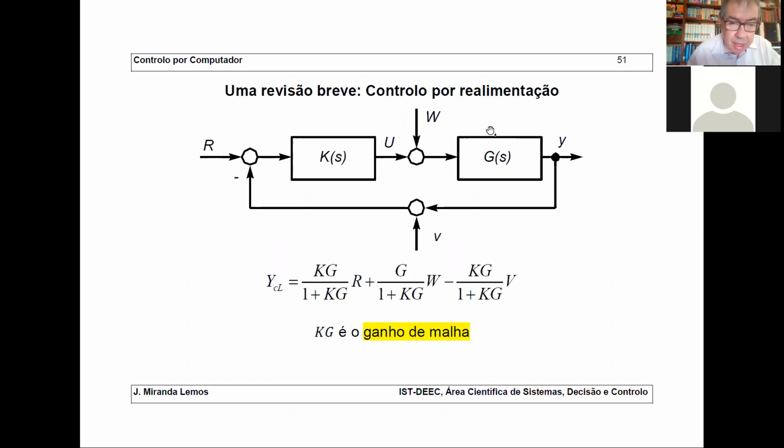So in an aircraft, if you have a wind gust, a rajada de vento, it's a disturbance. You can have disturbances of several types.